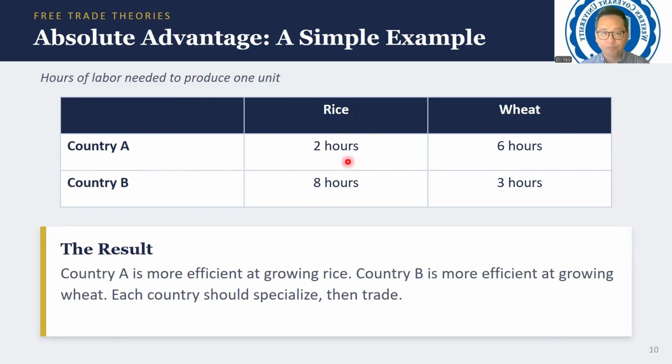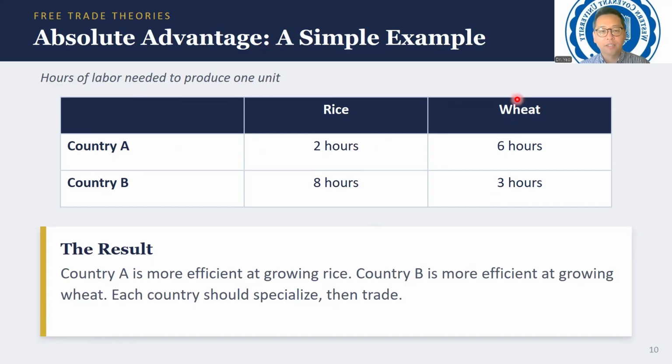Country A needs only 2 hours to produce rice, but 6 hours to produce wheat. Country B needs 8 hours to produce rice, but only 3 hours to produce wheat. Country A is clearly more efficient at growing rice. Country B is clearly more efficient at growing wheat.